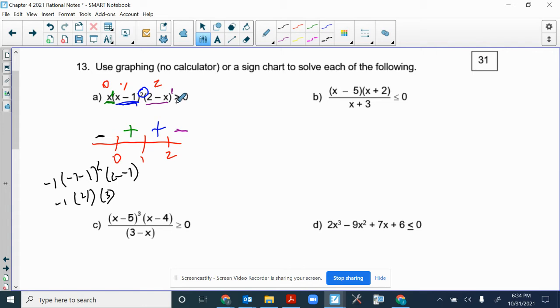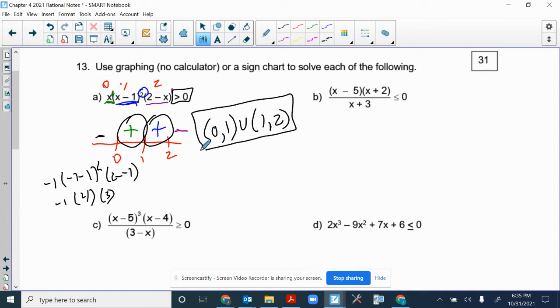And so now the last thing we have to do is actually care about what our answer is. Greater than 0 means the 2 positive sections. And I'm not including any zeros, so I have to keep them separate. So I would say from 0 to 1, union 1 to 2, and that is my answer for A. You would not want to do 0 to 2 because that would include 1, but 1 should not be included because it's a 0, and we don't include the ones that give us zeros.